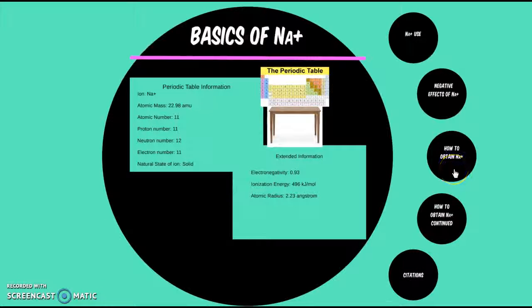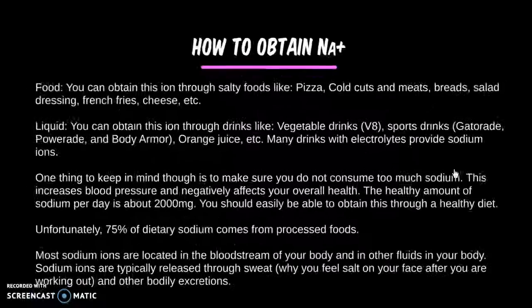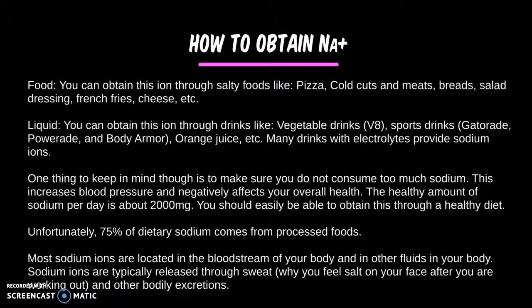So how do we attain Na+? Well, we obtain it through salty foods like pizza, cold cuts and meats, bread, salad dressing, french fries, cheese, etc. We also can get it through liquids. These include vegetable drinks like V8, sports drinks like Gatorade, Powerade, and Body Armor, orange juice, etc. And one thing to keep in mind is many of these drinks do contain electrolytes that provide sodium ions.